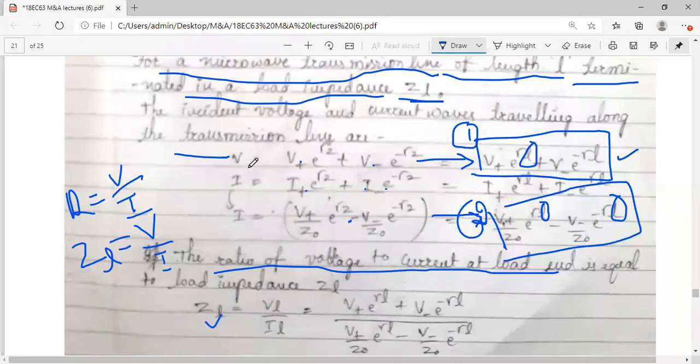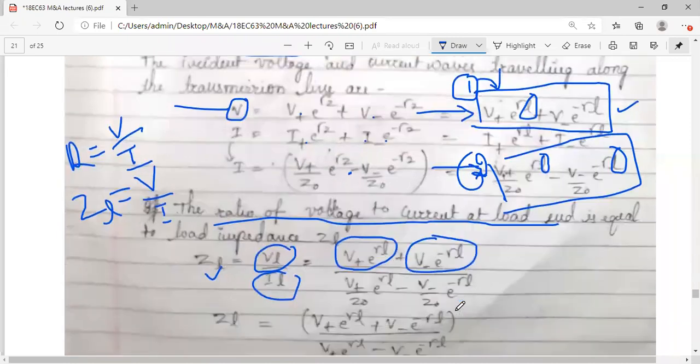ZL is equal to, I am changing this V to VL just to differentiate, this is for the load end, VL divided by IL. The first equation, let me write it as it is: V plus e raised to gamma L plus V minus e raised to minus gamma L. And in the denominator, the second equation: V plus by Z naught e raised to gamma L minus, there is a negative sign here, V minus divided by Z naught e raised to minus gamma L.